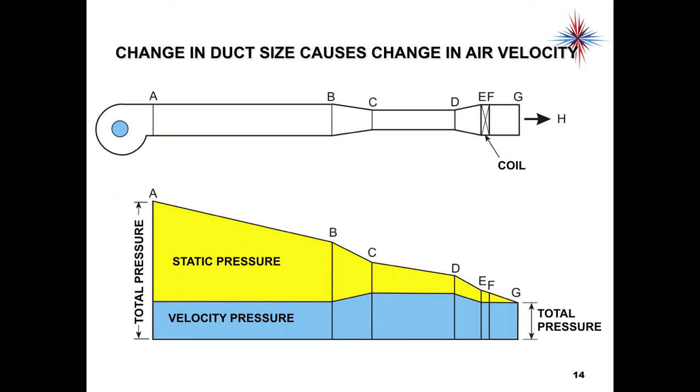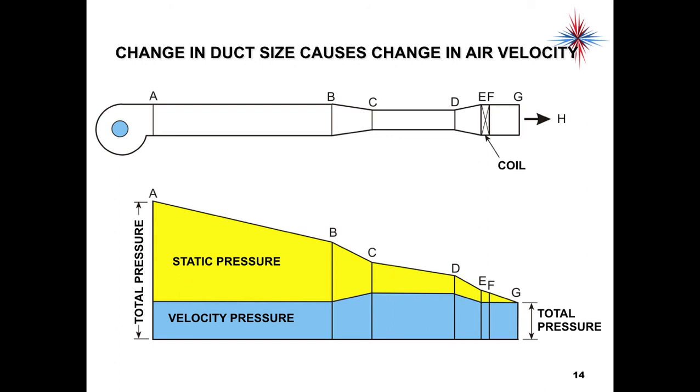Now, when we take a look at this chart here, at point A, I have the maximum static pressure and I have the maximum velocity pressure. We go from B to C. I'm decreasing the size of the duct. So I'm going to decrease my static pressure because I'm going to have a pressure drop because I'm restricting airflow, but I'm going to increase my velocity pressure. I can speed up air by decreasing the size of the ductwork. From C to D, I'm going to lose some static pressure just because of the friction against the side of the ductwork. That's pressure loss.